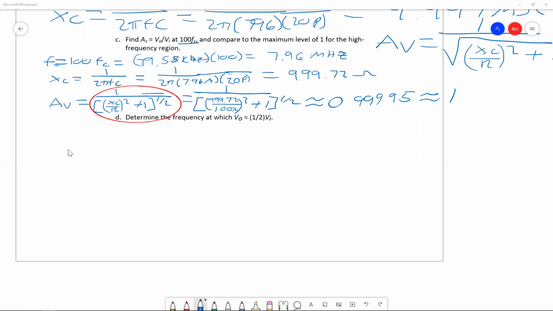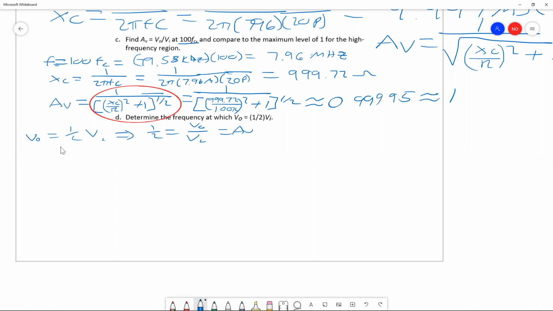Part D is going to be... what they're asking us is basically determine the frequency at which VO equals 1/2 Vn. So if we look at that, VO equals 1/2 Vn. With some very slight rearranging, 1/2 equals VO over Vn, which is our voltage gain. So we take the voltage gain equation and rearrange it to solve for X, and then we'll use that to solve for frequency. It's just the opposite of what we did in the previous problem.